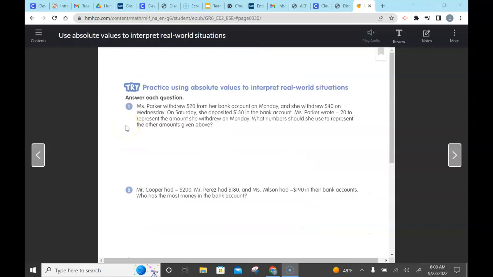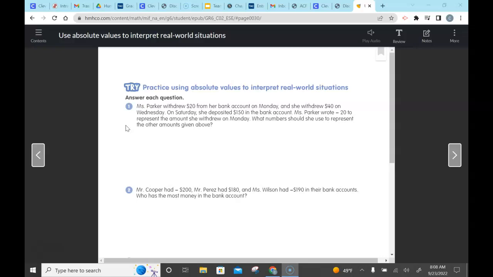Now let's jump over to page 72, and we're going to take a look at practicing using absolute values to interpret real-world situations. So let's take a look at number 1 there at the top. It says Miss Parker withdrew $20 from her bank account on Monday, and she withdrew $40 on Wednesday. Then it says on Saturday she deposited, which means you put money into your bank account, which is always helpful, $150 in the bank account.